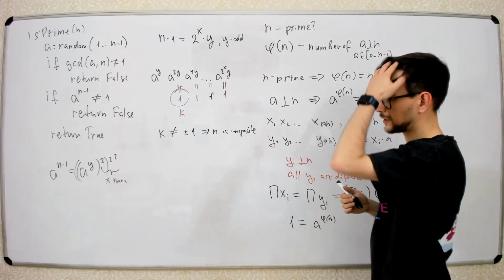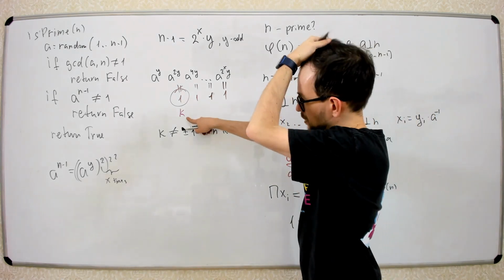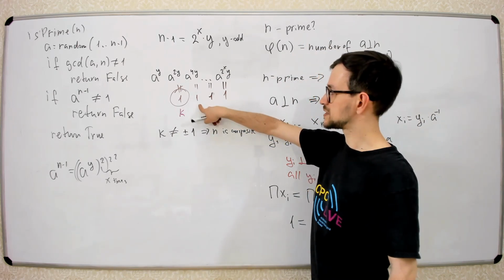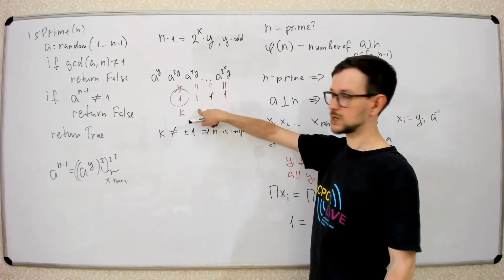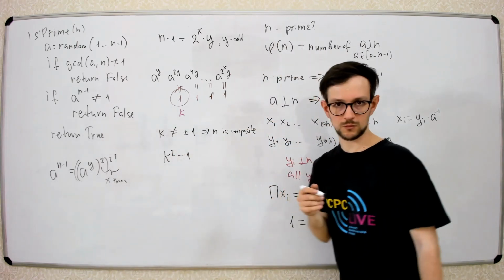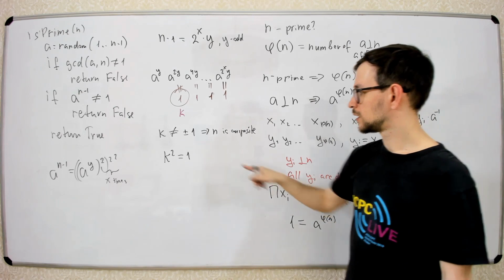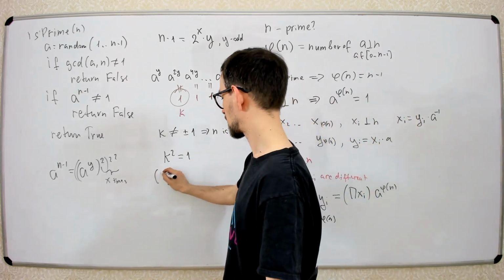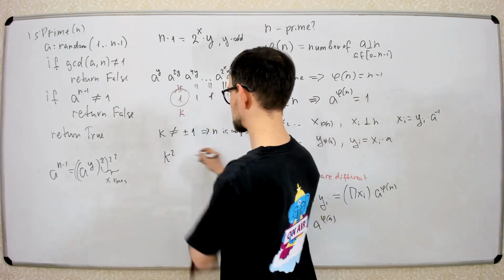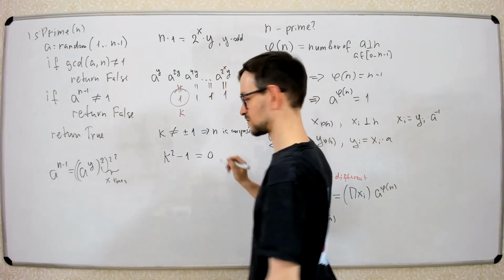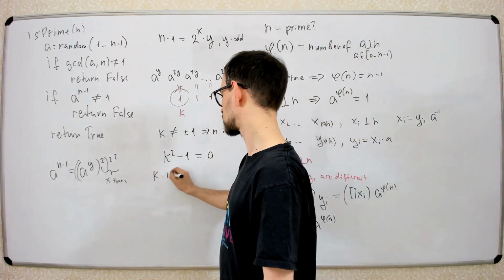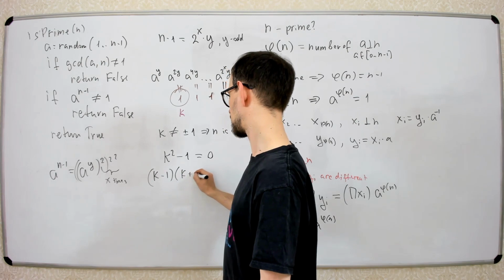Why is it true? Let's see. So if k, here, what do we have? We have k and then 1. So this next number is k squared. So we have k squared equals 1 modulo n. Let's do it in two steps. We have k squared minus 1 equals 0. Now, k squared minus 1 is k minus 1 multiplied by k plus 1.